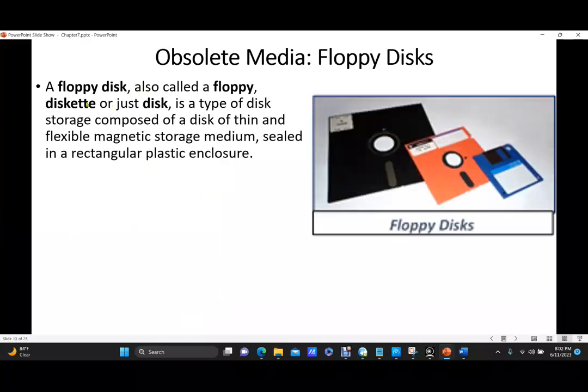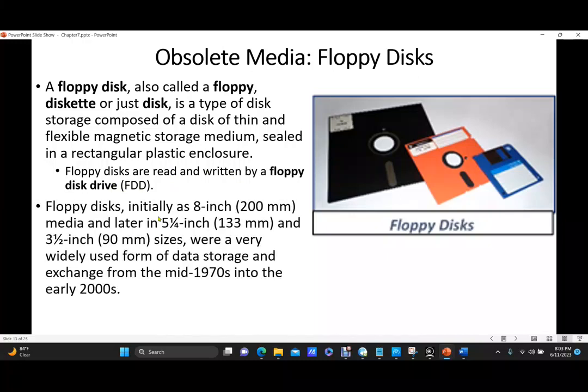A floppy disk is a kind of disk storage composed of a thin plastic disk covered with ferromagnetic material, which forms a storage medium that can be magnetized, putting data in magnetic form. These are sealed in rectangular plastic enclosures. They are read and written by a floppy disk drive, or FDD.